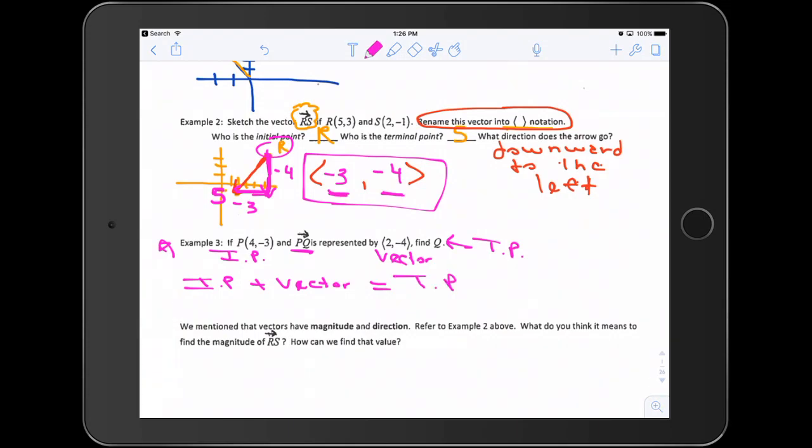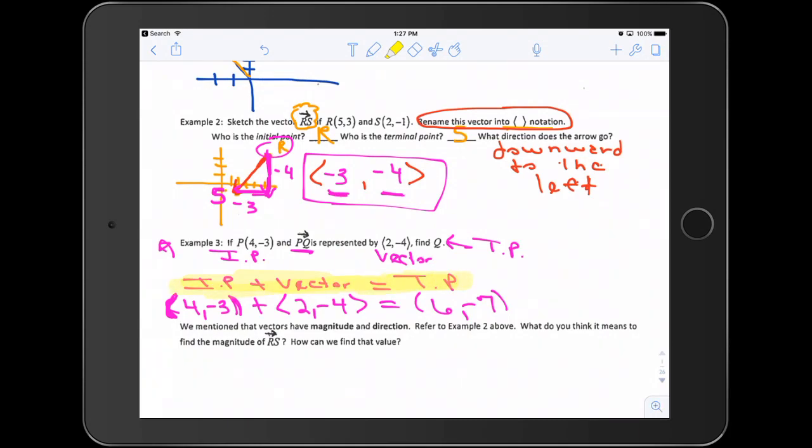So my initial point here is 4, -3, plus the vector movement of 2, -4 will get you to your terminal point. And if you add those together, literally adding them together, you'll end up with 6, -7. And if you were to graph it, it would give you that exact thing. So this is kind of right here. Let me highlight this so you can see it a little bit better. This right here is a really nice thing to have.